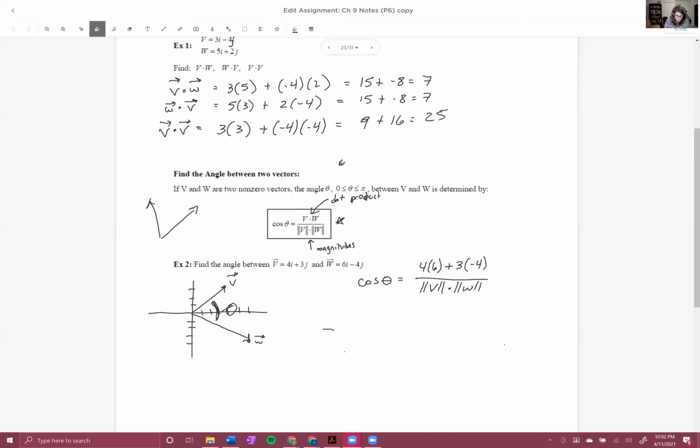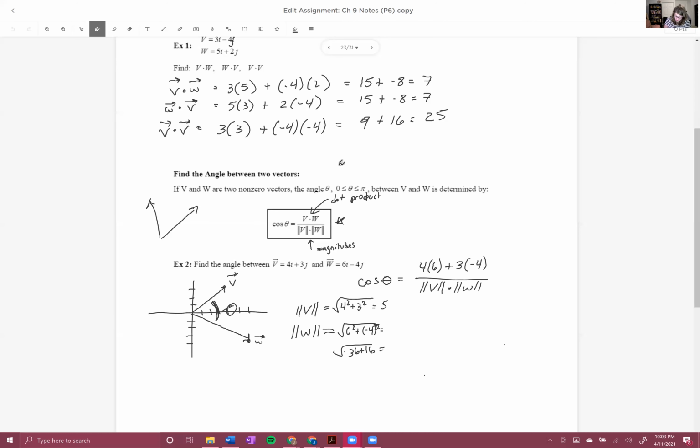So actually, let's do some work over here on the side. The magnitude of v. If you didn't watch the 9-4 video, you won't know how to do this. It's going to kind of look like the distance formula. We're going to do 4 squared plus 3 squared. We're going to take the square root of that. That'll be 5. The magnitude of w, we're going to take the square root of 6 squared plus negative 4 squared. That's going to be what? 36 plus 16.